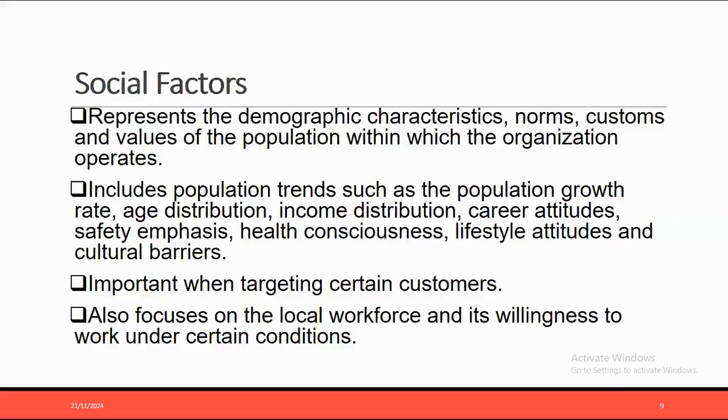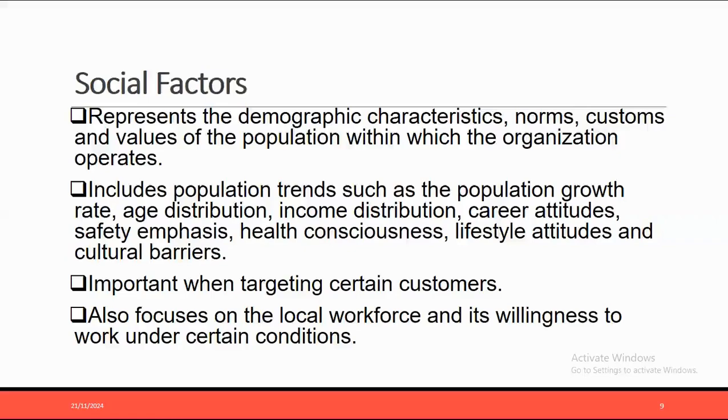So you may want to consider population trends, like the population growth rates, the age distribution, income distribution, career attitudes of the people, their emphasis on safety, their health consciousness, their lifestyle attitudes, and cultural barriers. All of these are social factors that can affect your operations. And it's important when you want to target a group of people as your audience or as your target market, all right? You need to consider all of these.